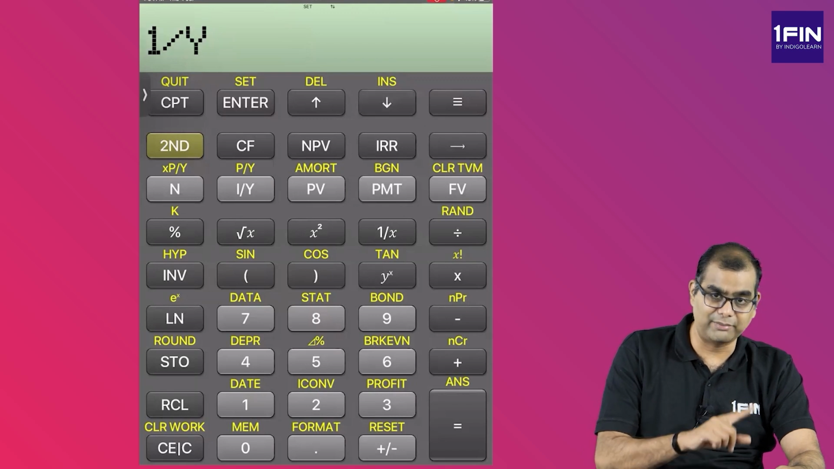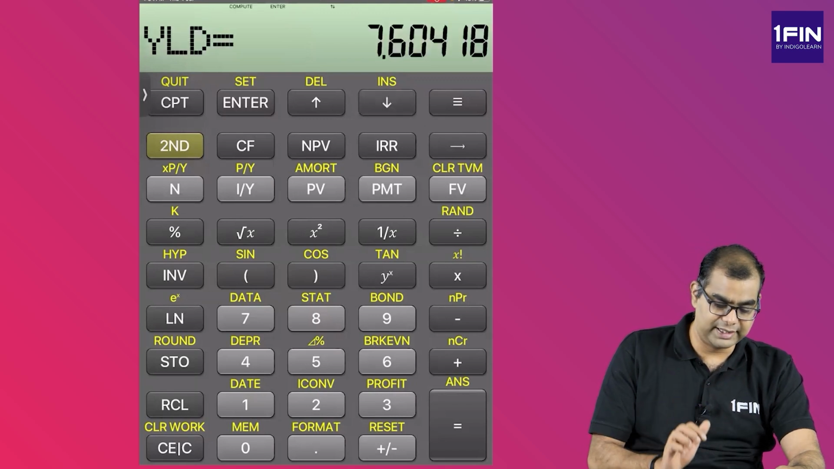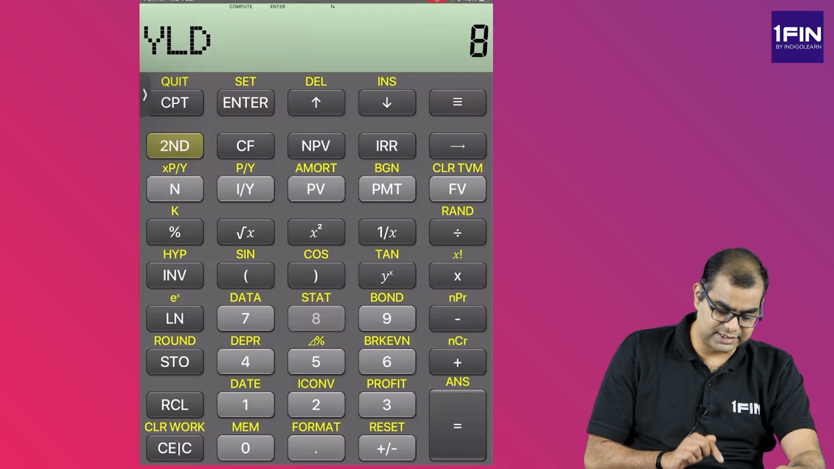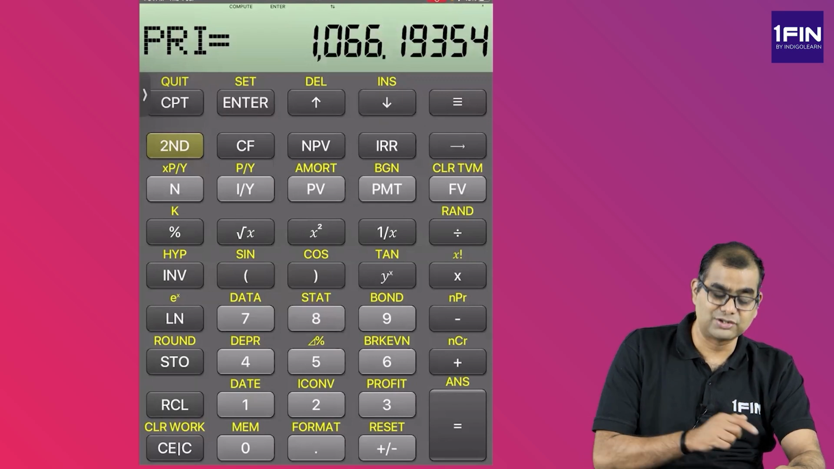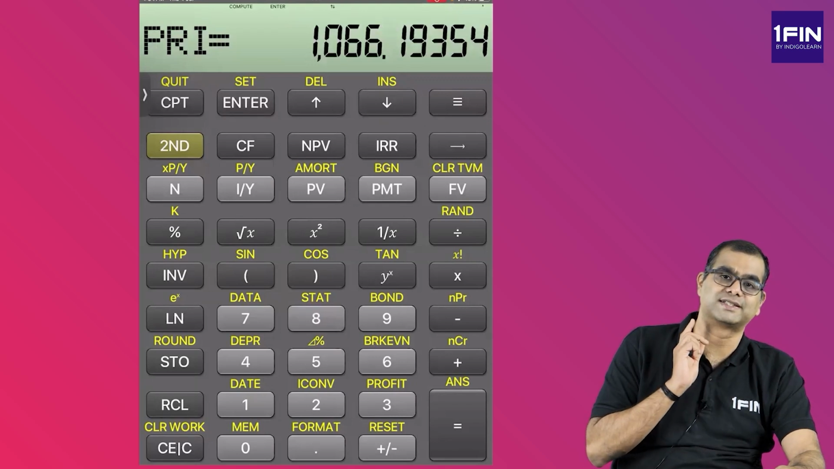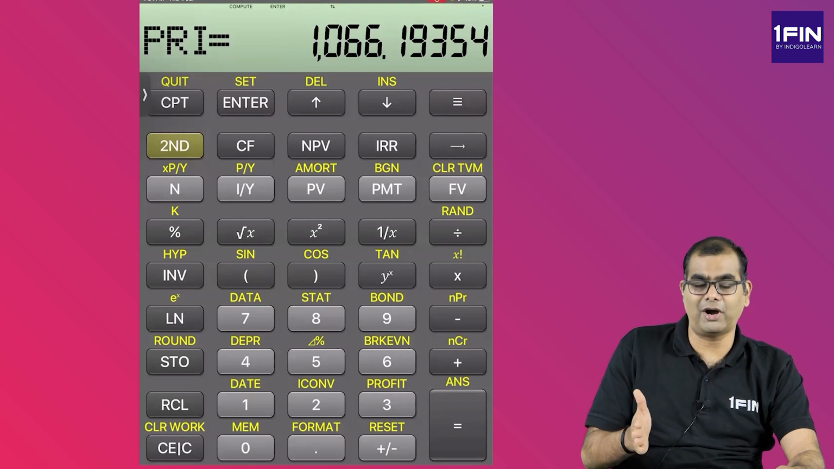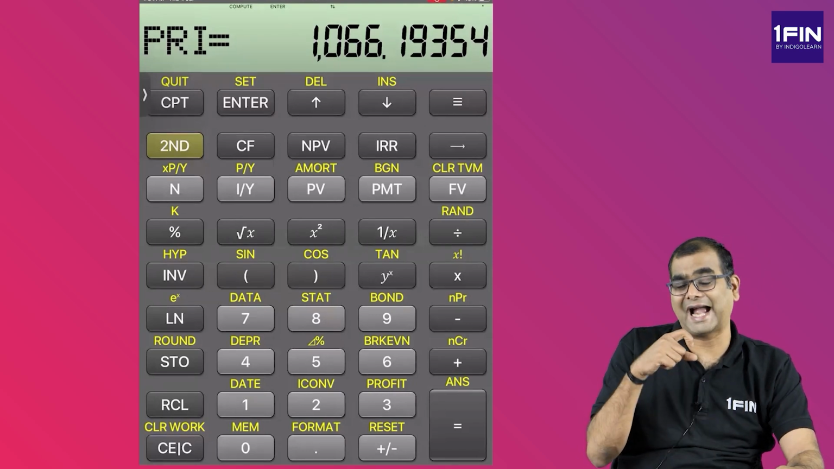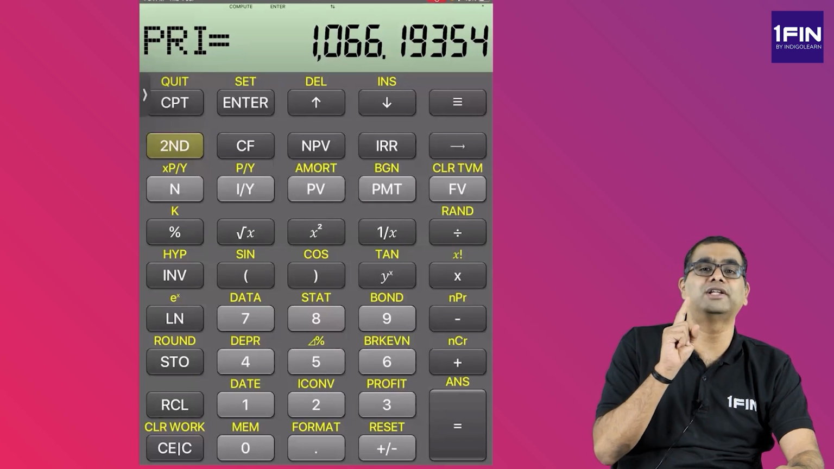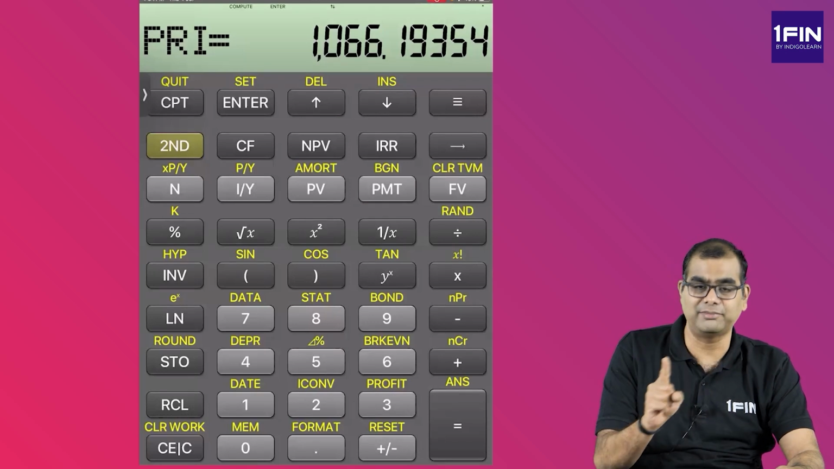Then down, 1 by Y, yearly 1 coupon. Then yield. Yield, let me say, is 8%. Enter. Then price, I say compute. So it computes the price as 1066. For a 1,000 rupee bond, it computes the price 1066 when coupon is 100. So coupon is the actual value of the coupon and not the coupon percentage. Please don't make that mistake.